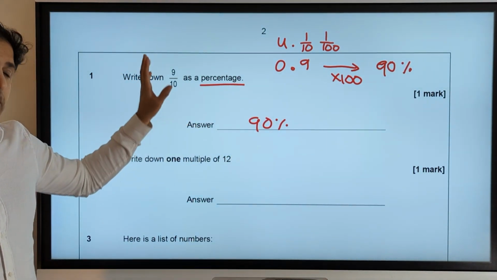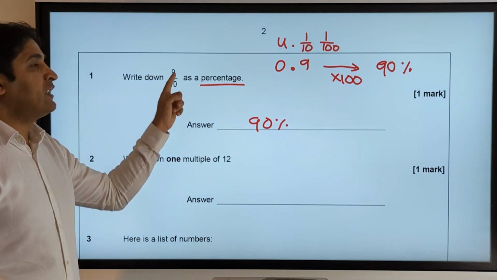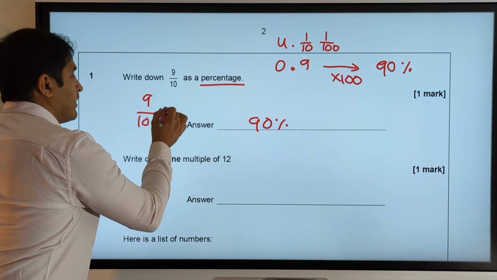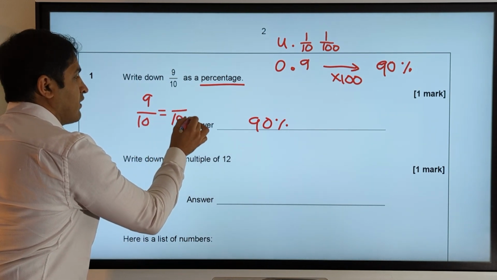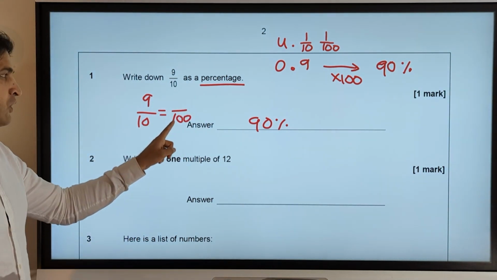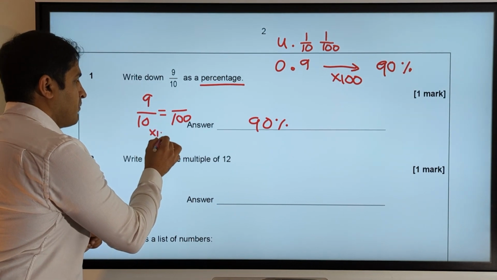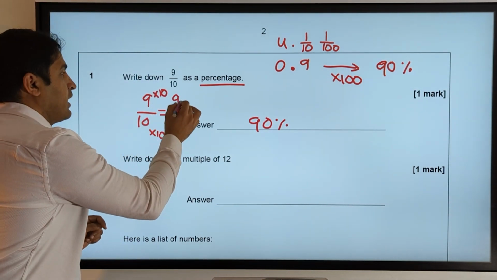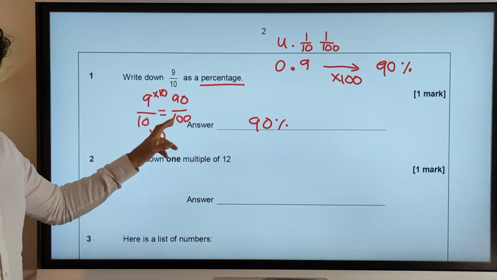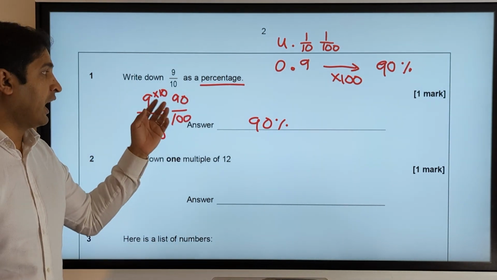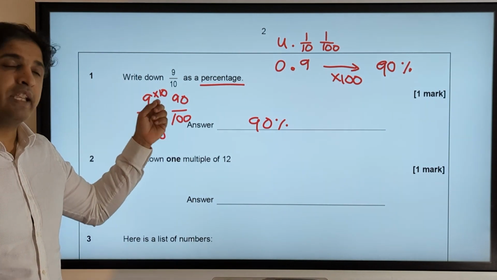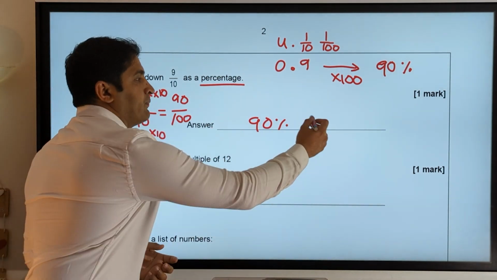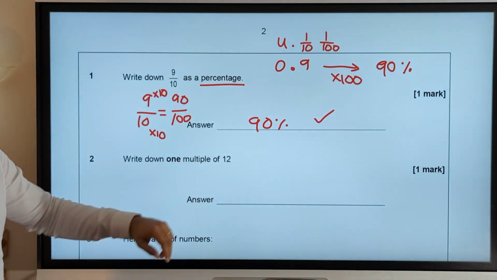That's not the only way to get there though. You can change this 9/10 into a fraction that's out of 100. How do I go from 10 to 100? You're multiplying it by 10. So you multiply the numerator by 10 as well, and that gives you 90. Now 90 out of 100, so percentage is always out of 100. So if you have 90 out of 100, then we can write that down as 90%. And that's your first mark, that's done.